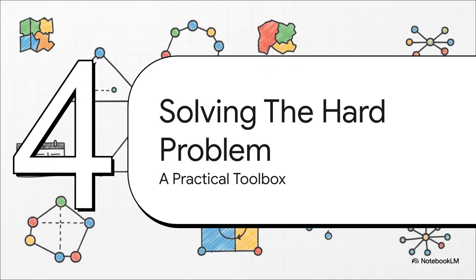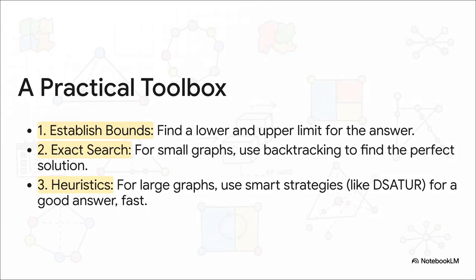So, if finding the perfect answer is basically impossible for large graphs, do we just give up? Of course not. We're engineers. We get clever. Instead of looking for one single magic algorithm, we use a whole toolbox of different strategies to attack the problem from all sides. So here's the game plan in the real world. First, you box the problem in. You find a lower and an upper limit for the answer. You know it has to be somewhere in that range.